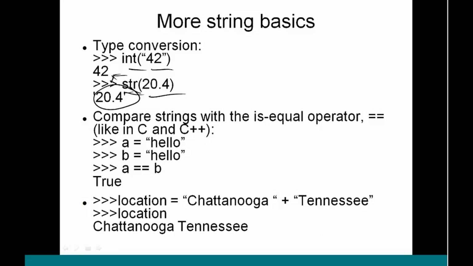We can also compare strings with the is-equal operator, that is the double equals. This is just like in C and C++, so we don't have to write a specific command for strings, as we saw in Perl. To do that, we basically just say A equal to B, and then that returns true.